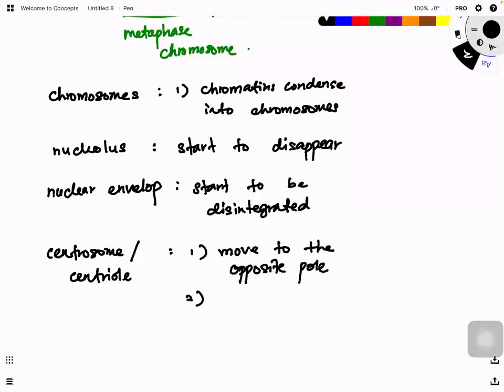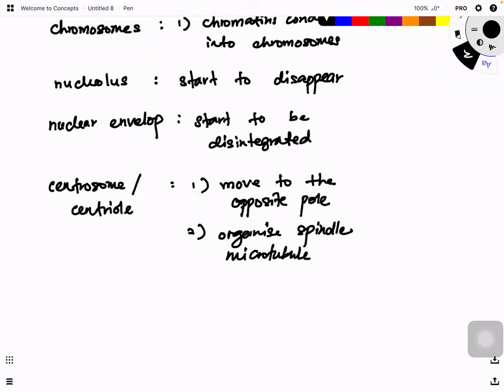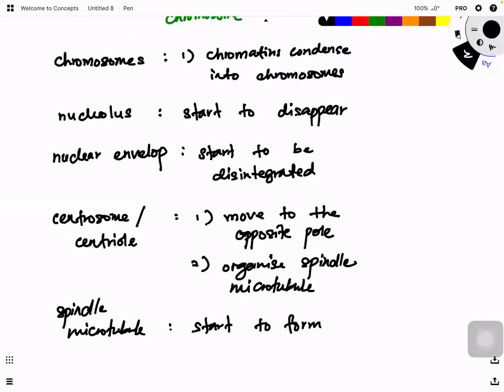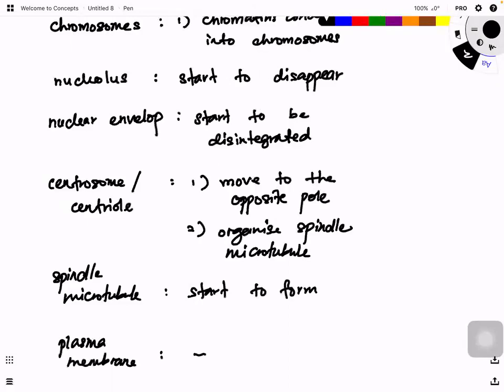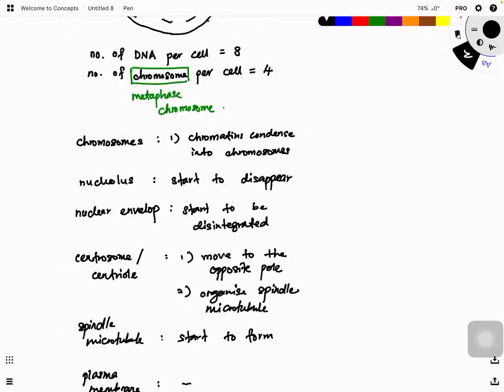What they do is they organize spindle microtubule. So what happened to the spindle microtubule? In prophase, it starts to form. The spindle microtubule elongates. Can you see that? And last, plasma membrane. Nothing happened to the plasma membrane. Okay, so this is the characteristic event.